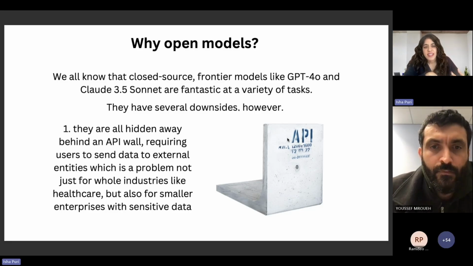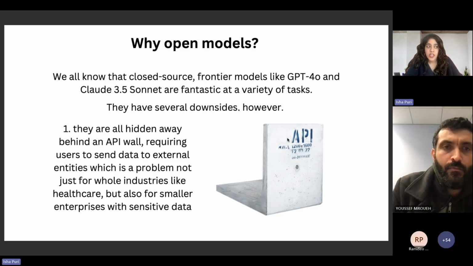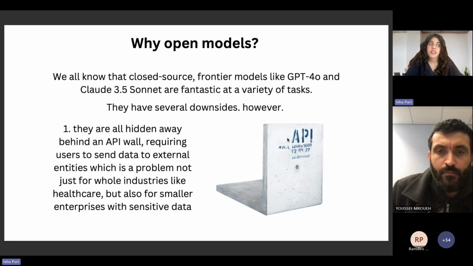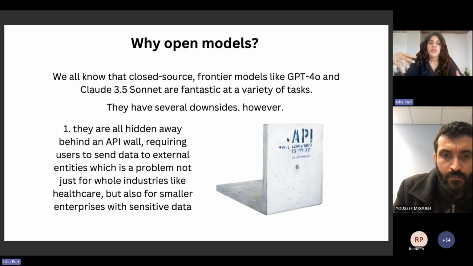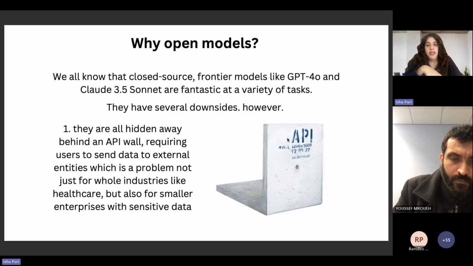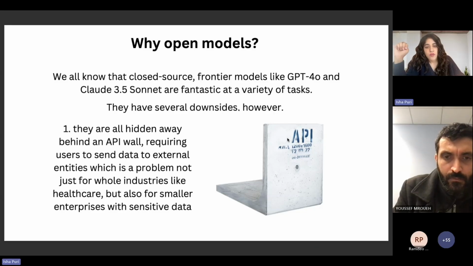The first thing is that obviously they're all hidden behind an API wall, which is a problem not just for entire industries like healthcare and education, where those industries are very highly regulated. There are a lot of regulations that say you're not allowed to send data to proprietary API models like that. This is a problem not just for those people, but also for smaller entities or enterprises that have sensitive data that they don't want to share with larger entities like OpenAI and Google.